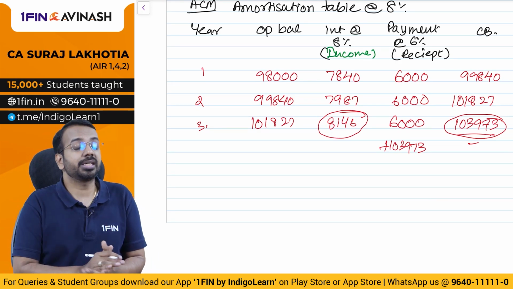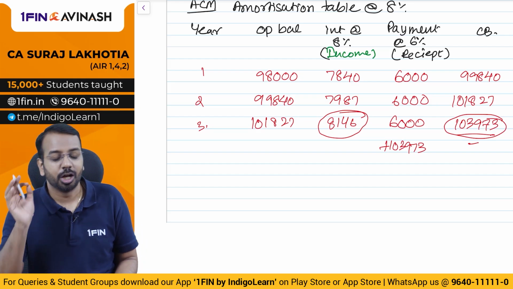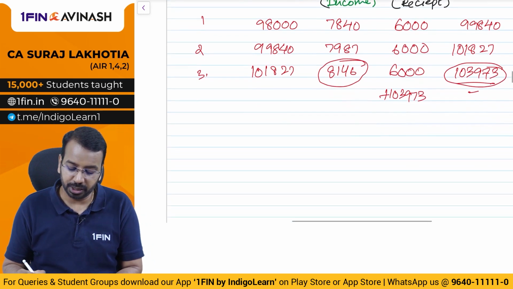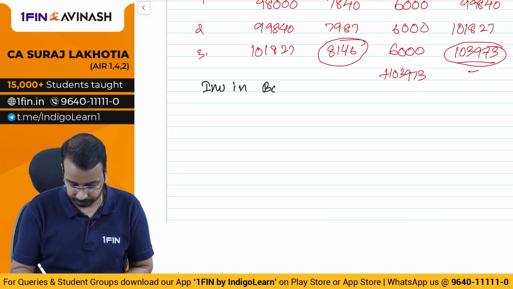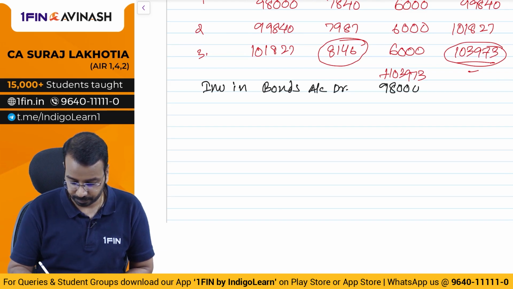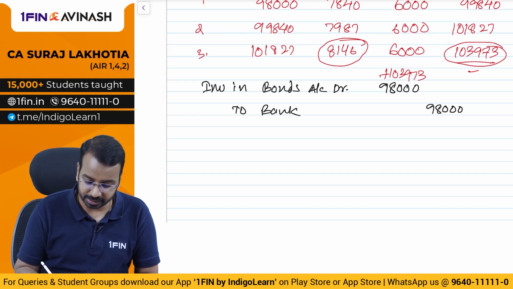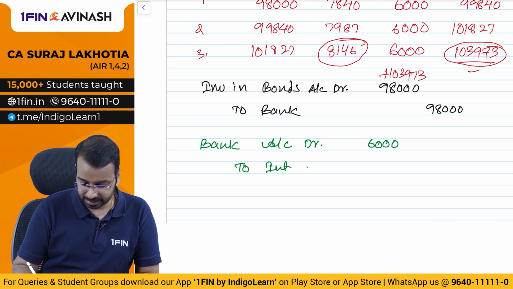So, when we are following the amortized cost method, first thing, what is the initial recognition? Transaction price plus transaction cost. No need to do a present value of future cash flows if the transaction price and transaction cost are given. So, initially how will you recognize? You will say investment in bonds account debit 98,000 to bank 98,000. At the end of year 1, what happened? We got interest income, we got 6,000, bank account debit 6,000 to interest income.